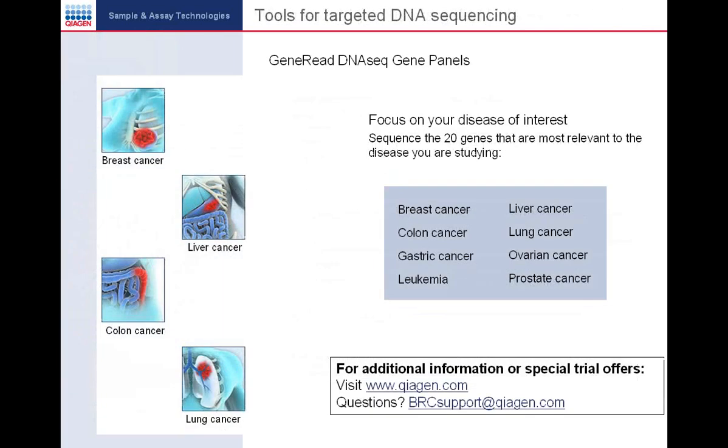For targeted DNA sequencing, QIAGEN has developed the GeneRead DNA-Seq gene panels. These panels allow you to sequence the 20 genes that are most relevant to the disease you are studying. For example, the GeneRead DNA-Seq breast cancer panel allows you to focus on 20 genes that are known, based on current literature, to be altered in breast cancer instead of spending your sequencing efforts on the entire genome.